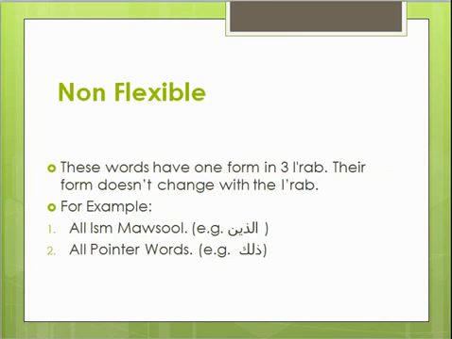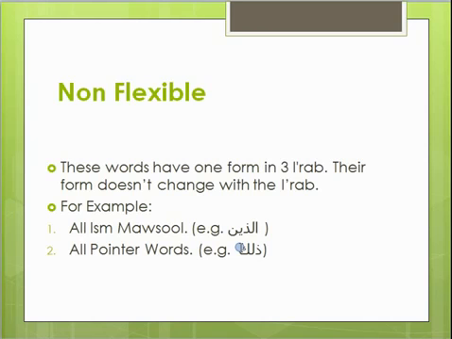So what is a word that is non-flexible? Of course, it will have the same form in all three statuses, all three i'rab. You do remember ism mawsul: allazi, allazani, allazina, allati, allatani, allati, and the pointer words: zalika, zanika, ulaika, tilka, tanika, ulaika, haza, hazihi, haulai. You remember them? Remember, they did not change in their rafa form.